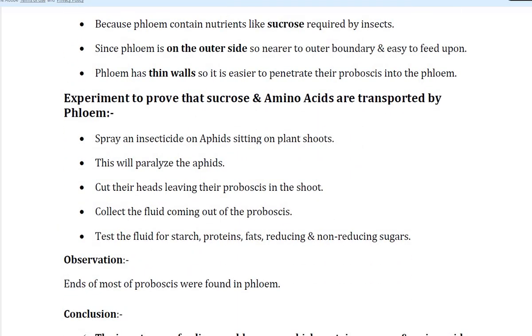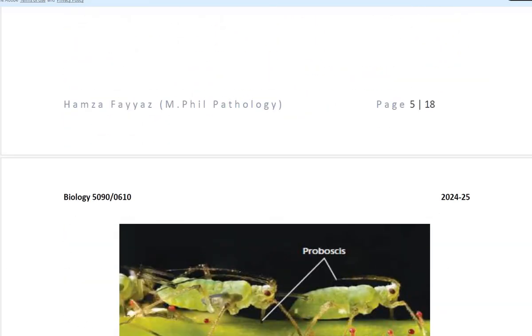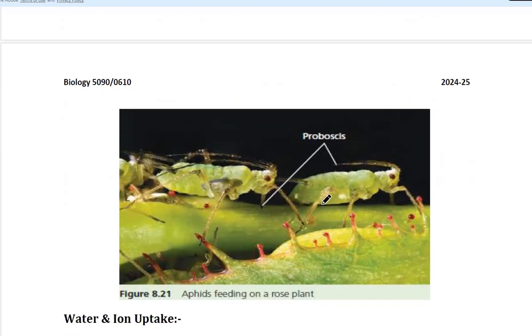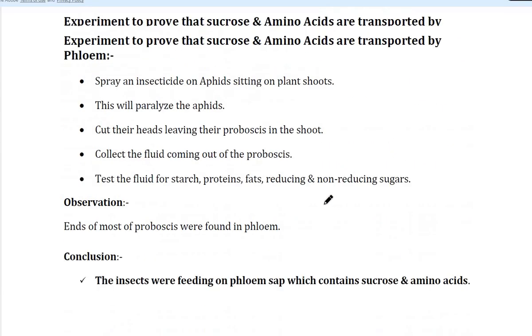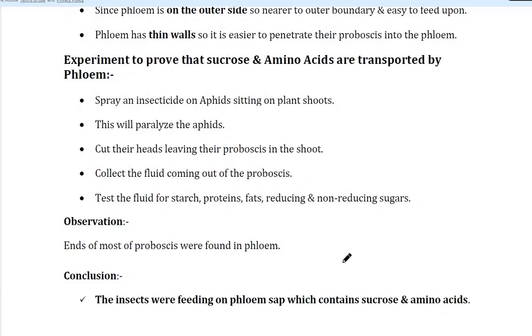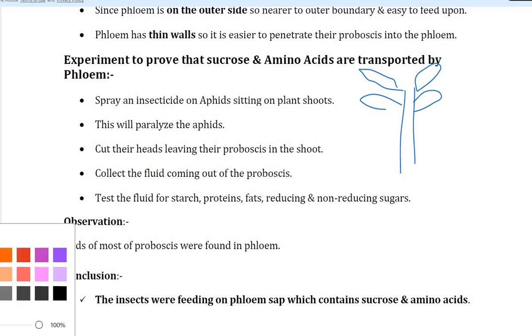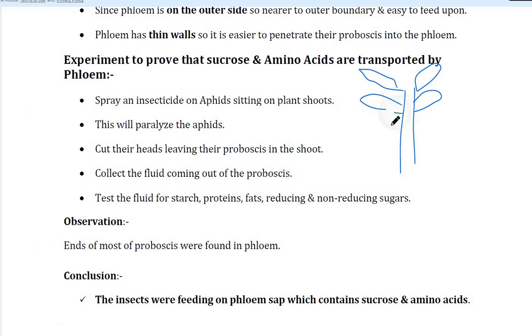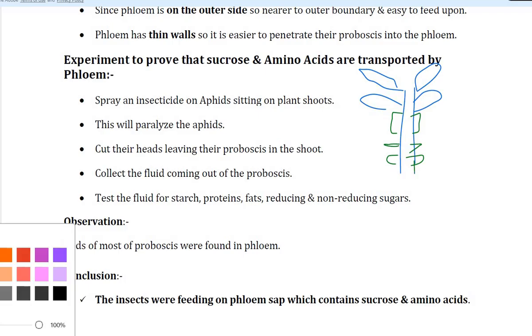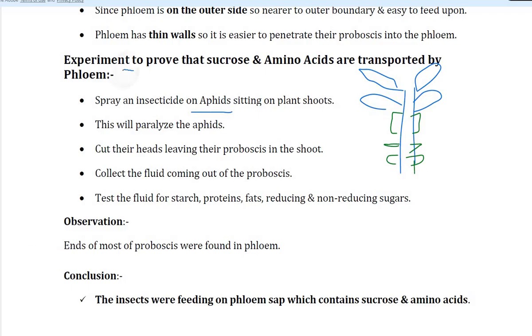Now we have to prove experimentally that phloem translocates sugars in the form of sucrose and amino acids, and it is present in the outer side. So for example, what we will do, we will take a plant stem. For example, this is a plant stem. Above that there is leaf, there is leaf, there is leaf. So we will see that on the stem of the plant there are aphids, small insects sitting here, here, here, here. And aphids, we know that aphids are sucking insects.